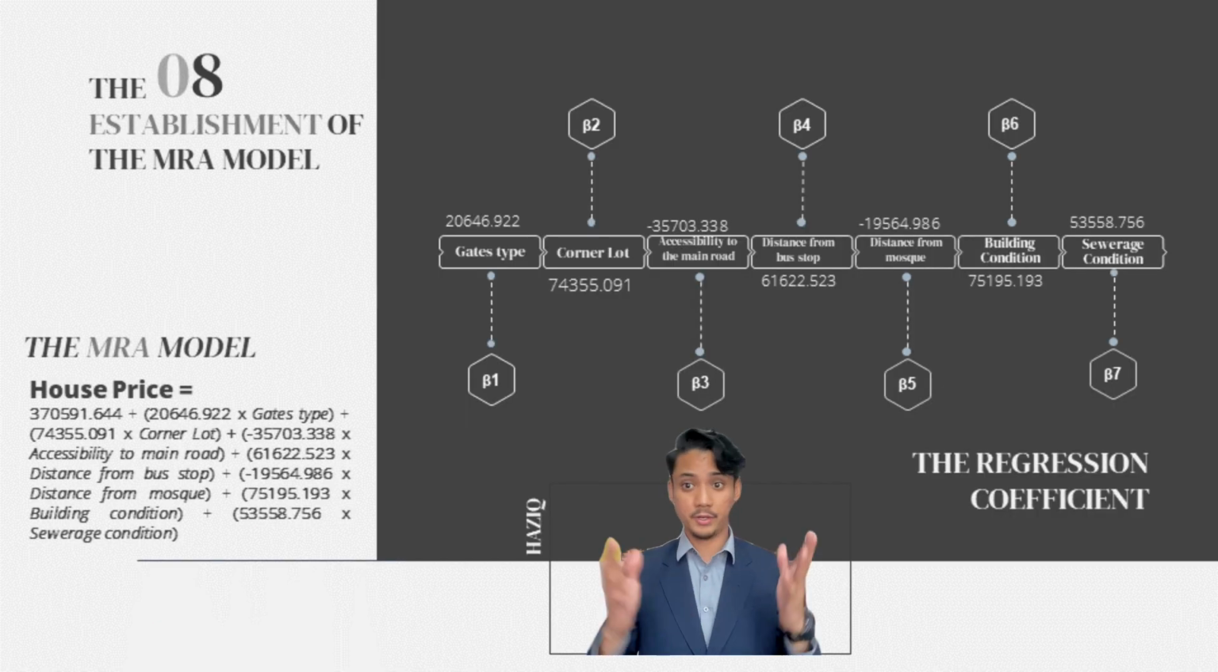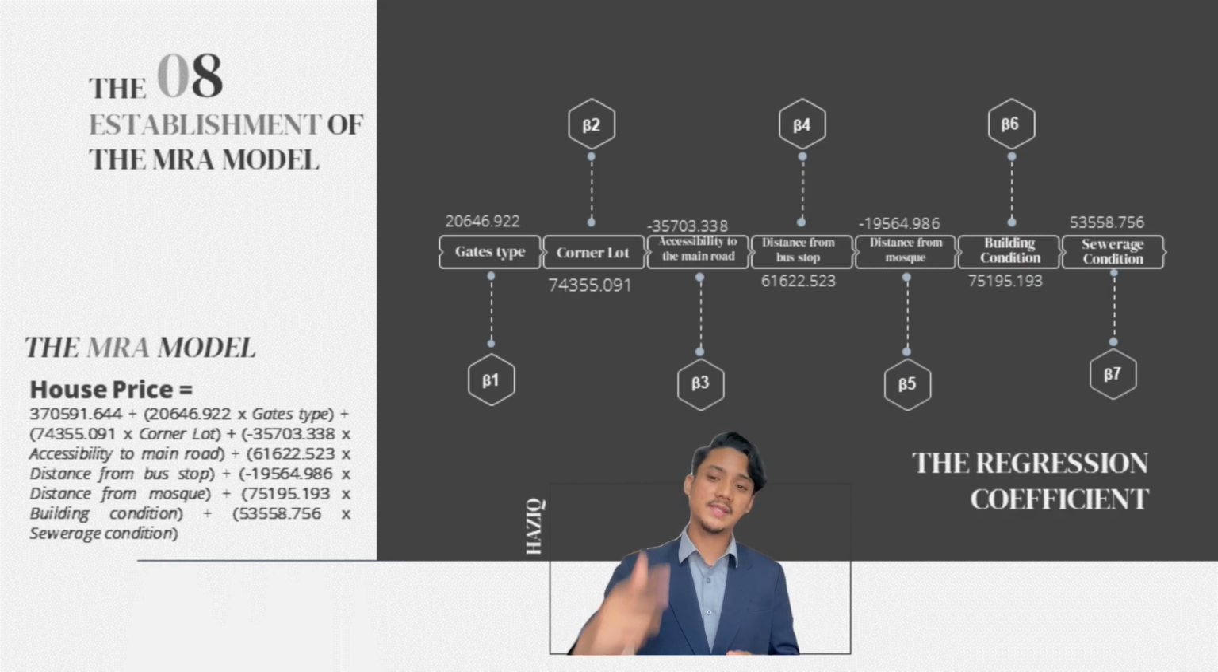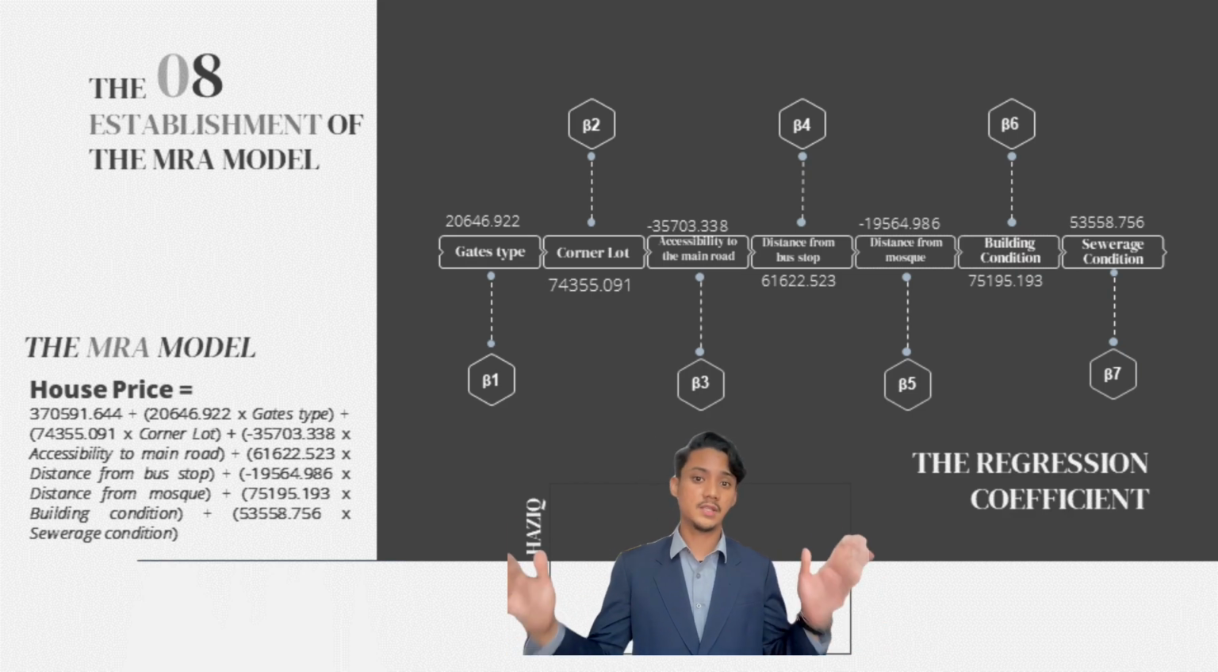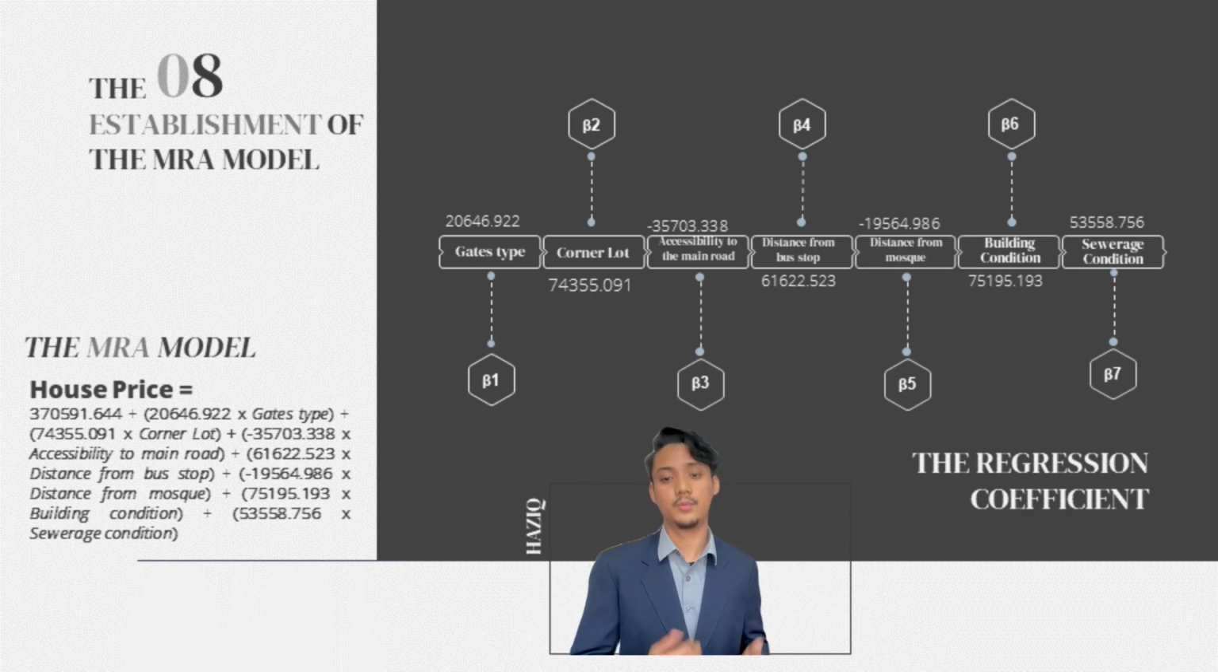In the establishment of the MRA model, we managed to get 7 betas or IVs for which the t-value is more than 2. The 7 betas are gate side, corner lot, accessibility to main road, distance to bus stop, distance from mosque, building condition, and sewerage condition. And the finalized MRA model is shown in the table below.